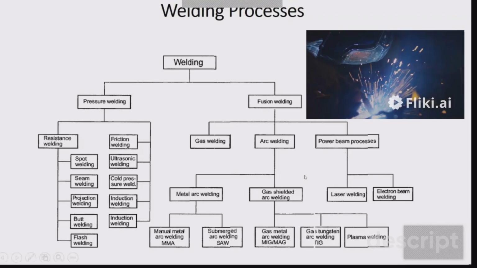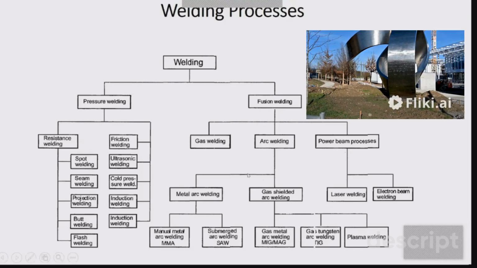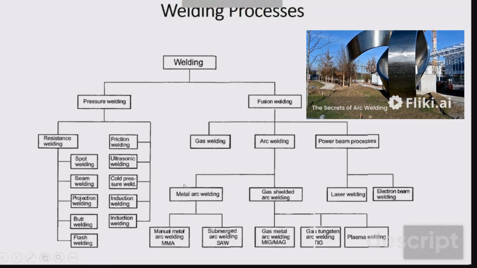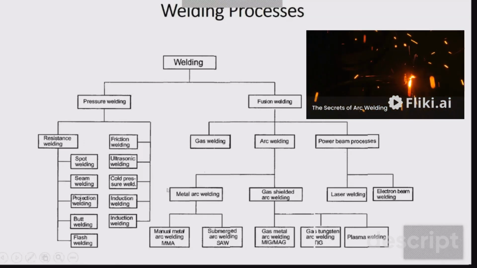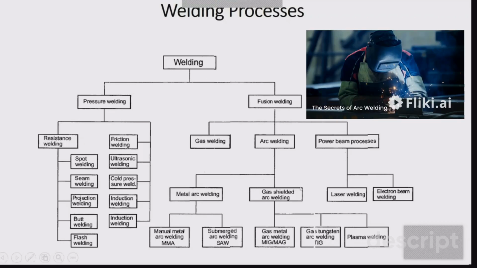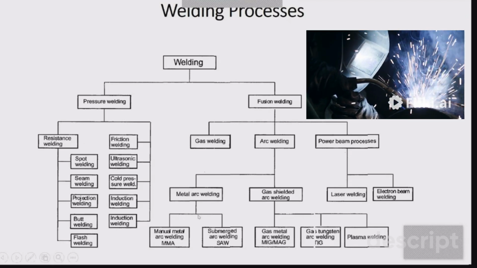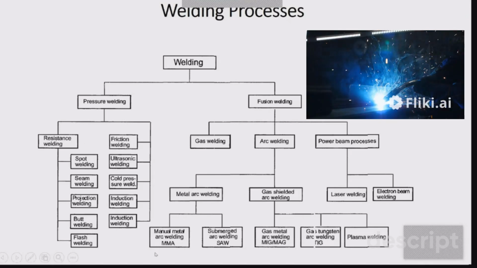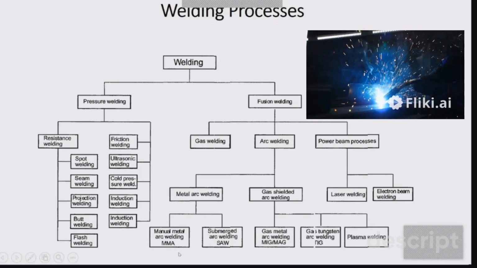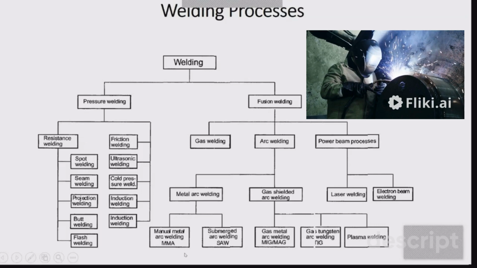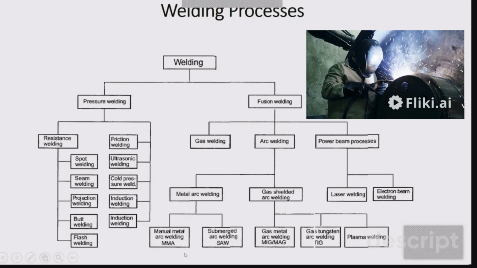And then we have the arc welding process. This is divided into two categories. One is the metal arc welding, and the second one is the gas shielded arc welding process. In the metal arc welding process, we have two welding processes. One is the manual metal arc welding process. The short form is MMA, or another name is shielded metal arc welding process.